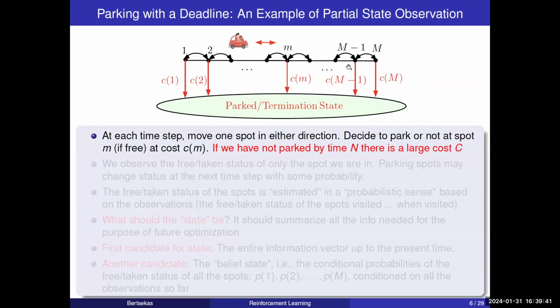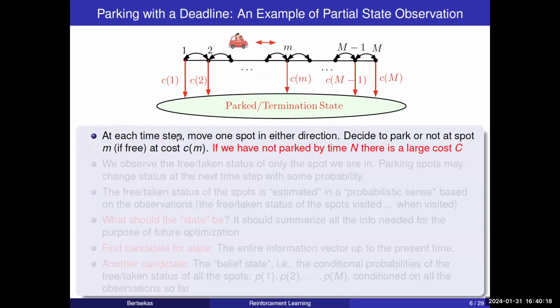But let me first give you an example of an imperfect state information problem. This is sort of an academic example, a parking problem involving a car that wants to park along a line of parking spots. There are M parking spots, and it's looking to find a free spot. And if it finds a free spot at some point, let's say m, then it has the option of parking at this cost. Or it can continue trying to find a cheaper, a better parking spot.